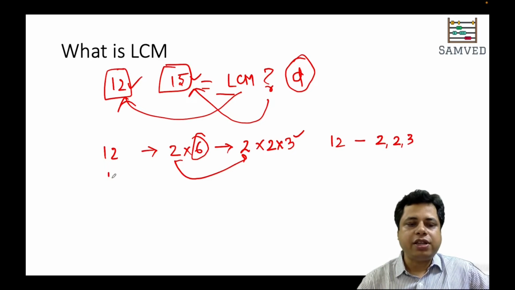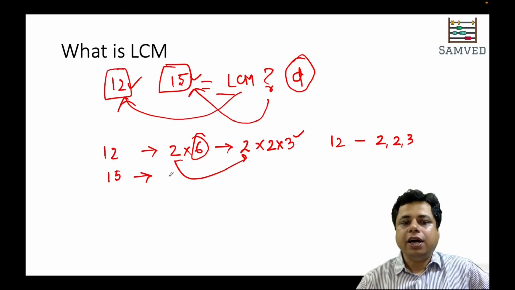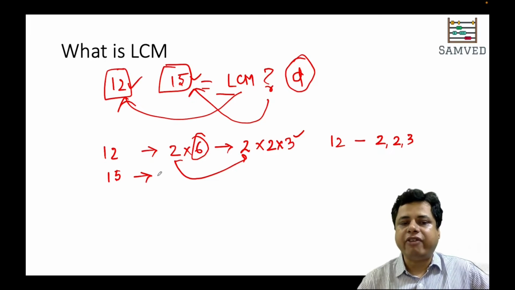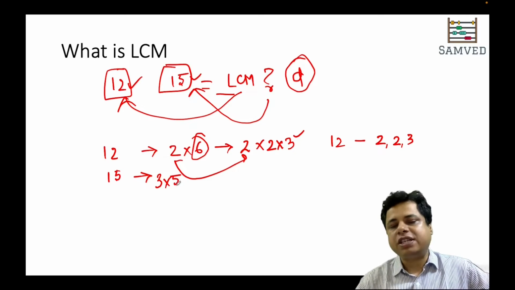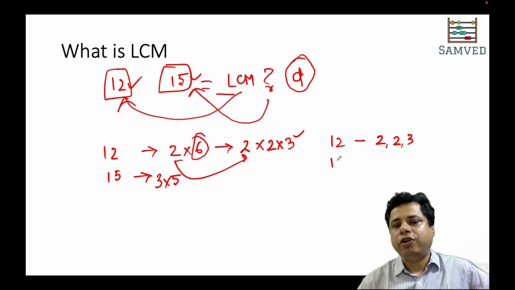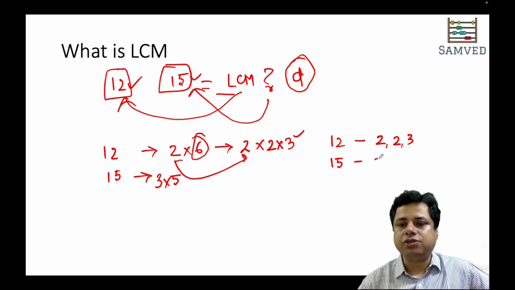So the prime factors of 12 are 2, 2 and 3. We do the same with 15. We divide it into smallest prime factors. Now we know 2 cannot divide 15. Can 3 divide 15? Yes, 3 can divide 15. So we take 3 and the number that remains is 5. 5 cannot be further subdivided because it is itself a prime number. So we note down the prime factors of 15, which are 3 and 5.